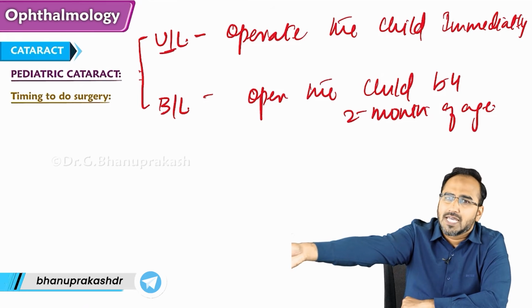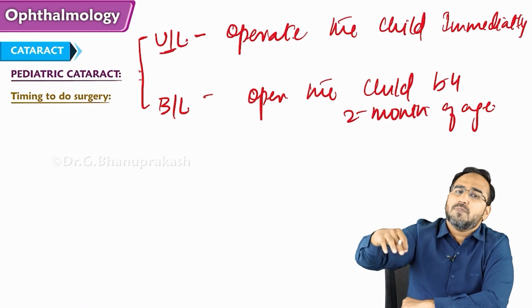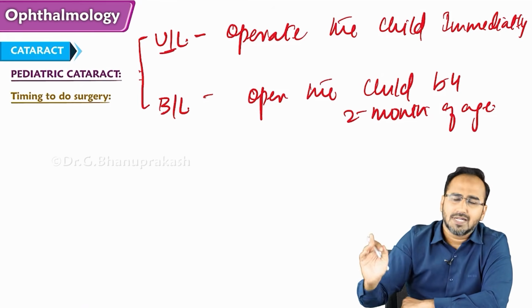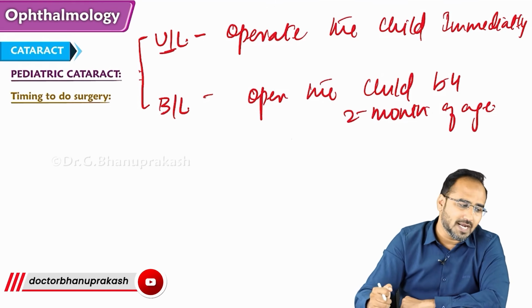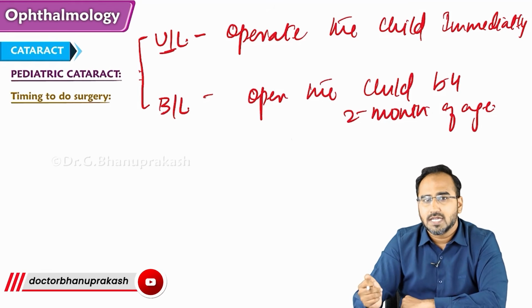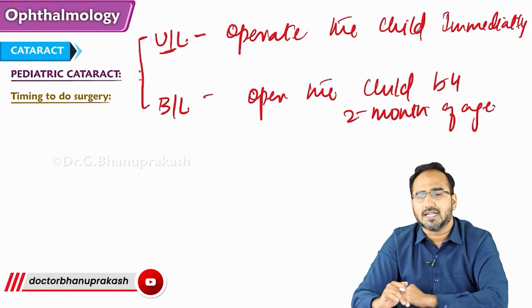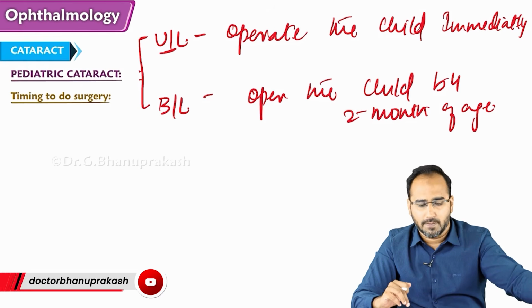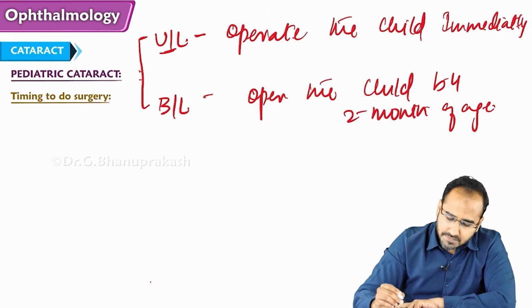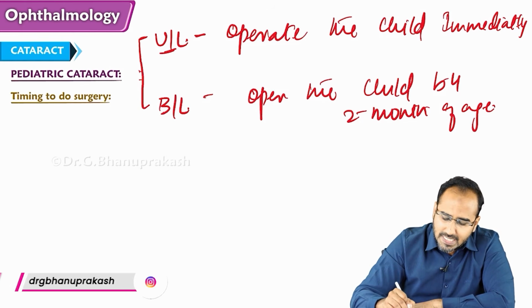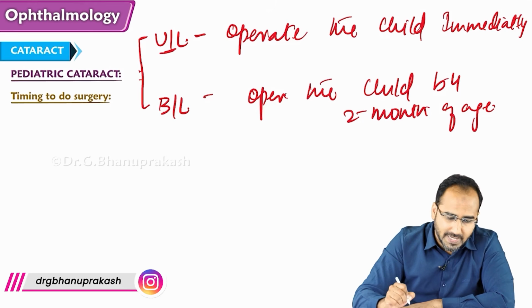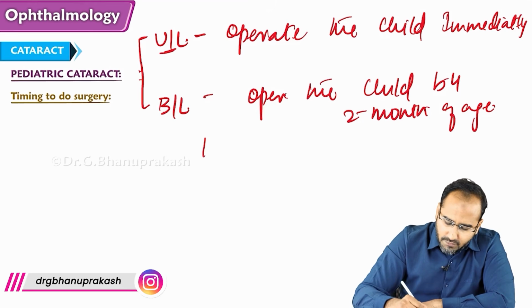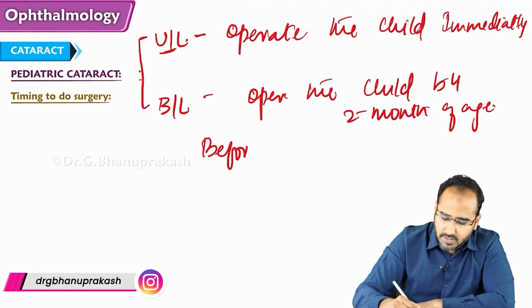So the chance of amblyopia, or lazy eye, and a patient will develop poor vision due to that amblyopia. The chances of amblyopia are very high in unilateral cataract, whereas the chances of amblyopia are low in bilateral cataract. Hence, for bilateral cataract, you can wait for 2 to 4 months. So remember guys, for unilateral cataract, operate on the child immediately. For bilateral cataract, you can operate on the child before 2 to 4 months of age, and before foveal fixation.